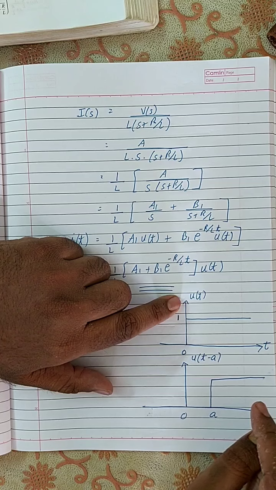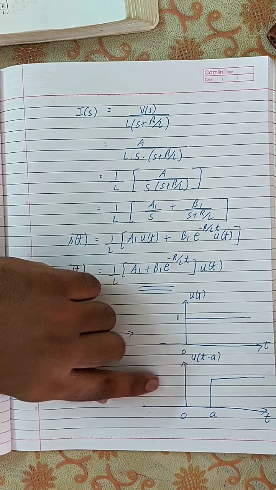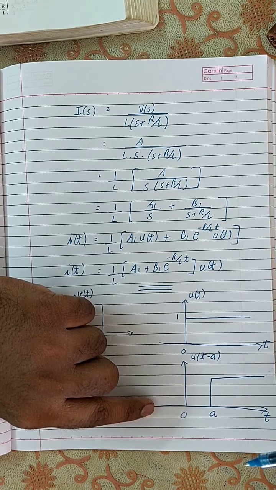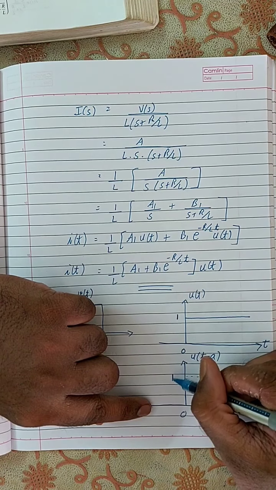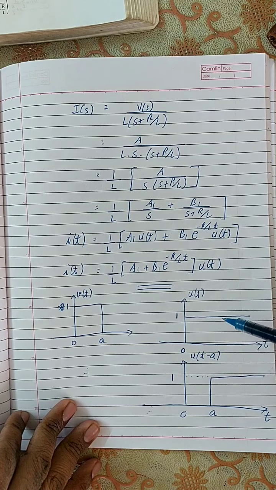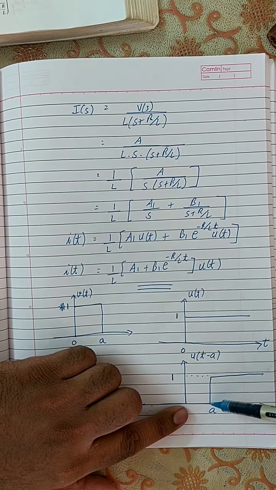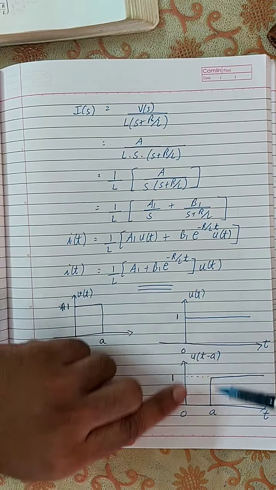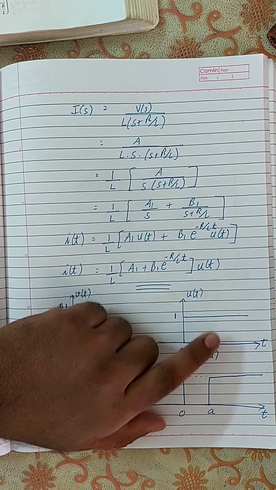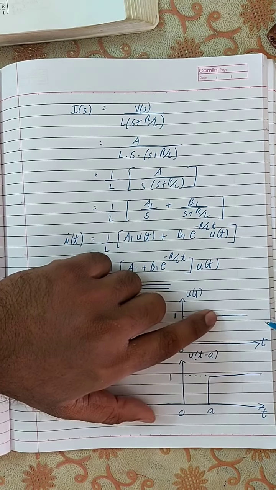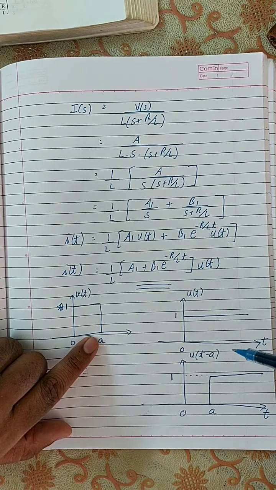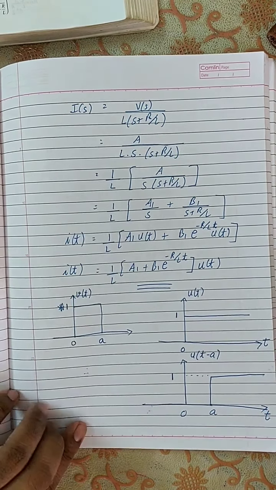Now I'm asking you, what will happen if I subtract u of t minus a from u of t? What will I get? If I subtract these two, from here to here the value of u of t minus a is 0, so 1 minus 0 is 1. And from a to infinity, the value of u of t is 1 and the value of u of t minus a is also 1, so 1 minus 1 is 0. That means from a to infinity, the value of the difference is 0. So this is the pulse you get.